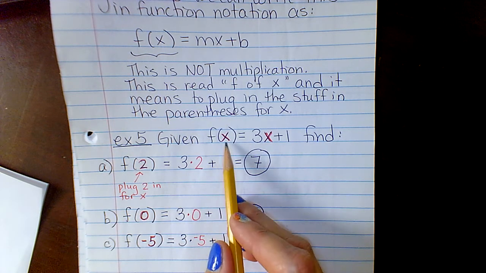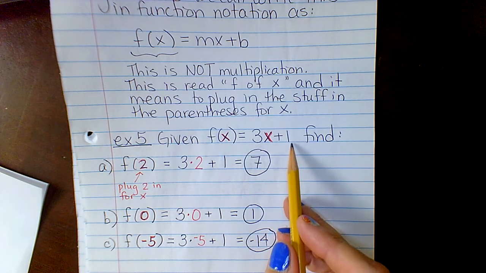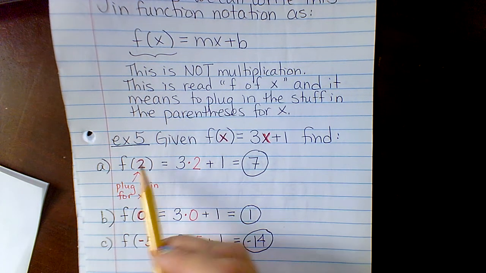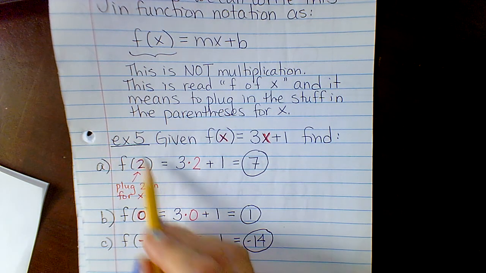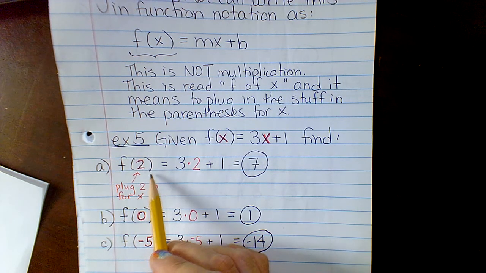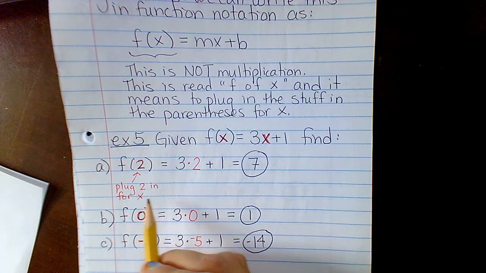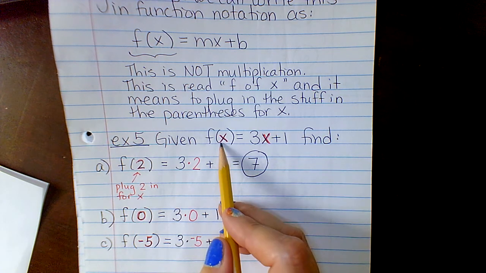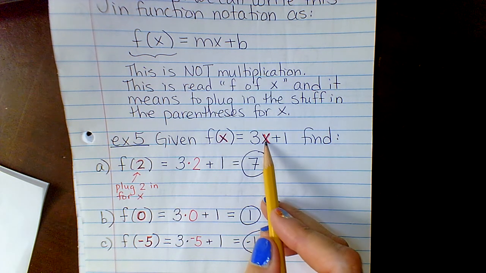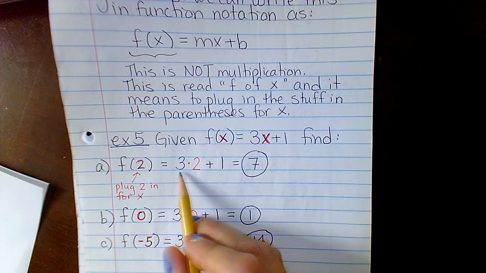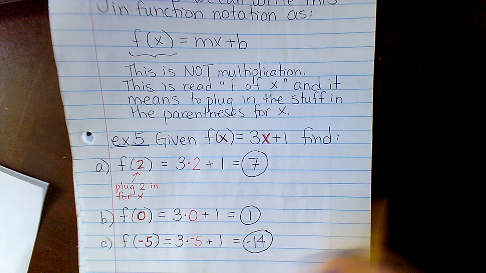So if I give you the function f of x equals 3x plus 1 and I ask you to find f of 2. Here's the thing. This is just super sexy math notation. It's just whispering sweet nothings into your ear telling you to plug 2 in for x. So you see up here where there's an x, you're going to put a 2 right there. So it's going to be 3 times 2 plus 1. Order of operations, that's 6 plus 1 is 7.